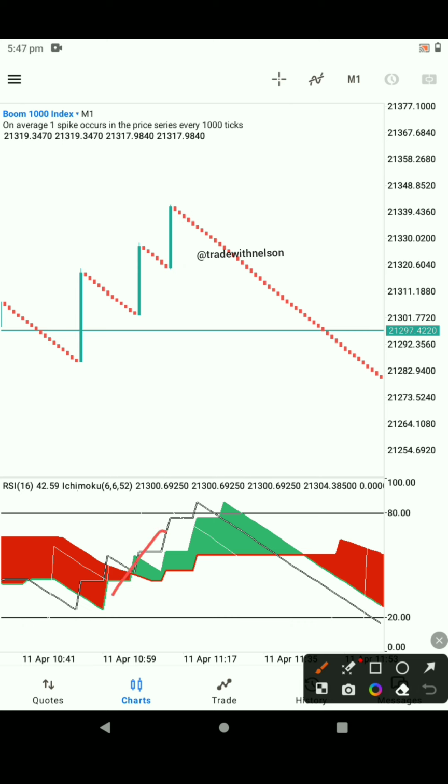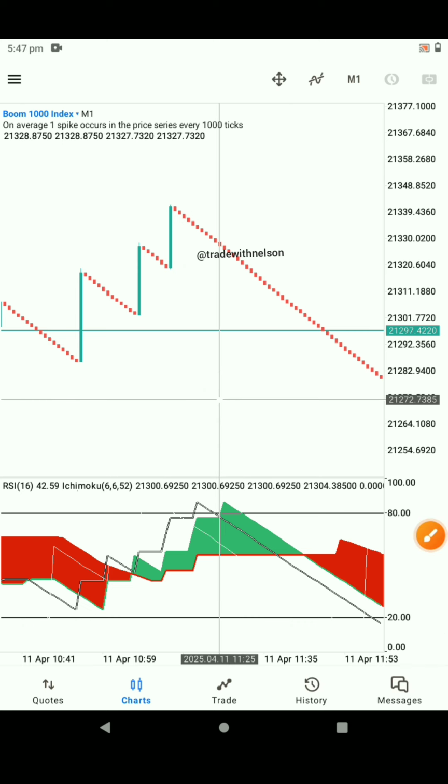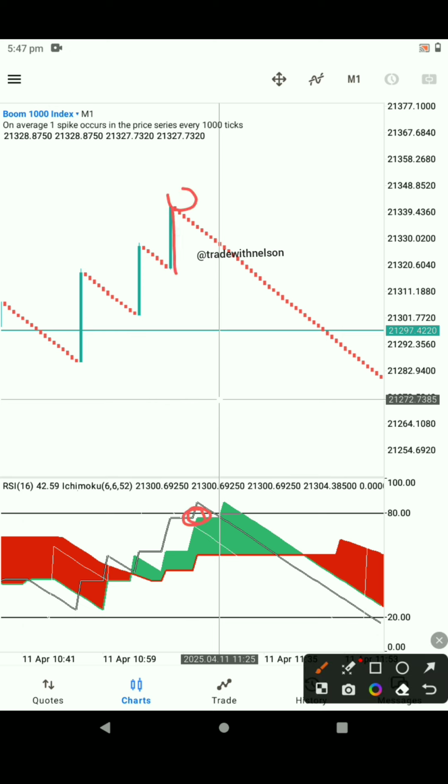Here is also another one. Black enters into the 80 level, green enters into the 80 level. Wait for when it enters into the shade. You see that it did not enter at this point. We still have a spike to the upside. So you wait for when there is entry and then one candle closes below the entry. Enter your sell and count your 5 candles.